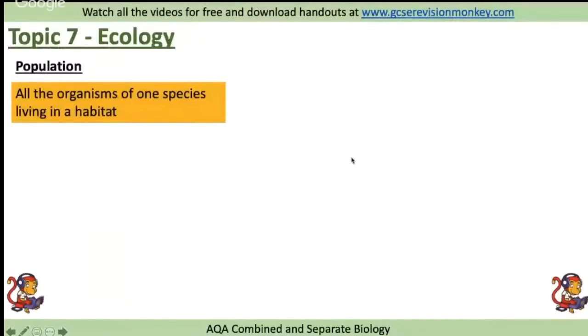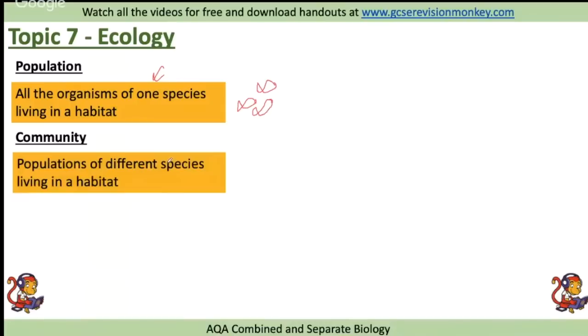A few more bits on ecology then. Ecology topic, it starts with a lot of words. So let's start off with population. Population means all the organisms of a single species living in a habitat. So if we talked about fish, for example, this would be a population of fish. A community is populations of different species. So you might have a fish in there, you might have a different species of fish, a much larger predatory fish, for example, and maybe some plants in there. That would be a community.